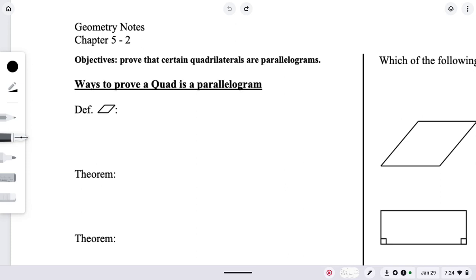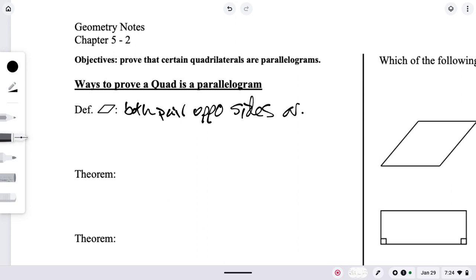First off, you've got the definition of a parallelogram, which means that both pairs of opposite sides are parallel if and only if it's a parallelogram, right? So that's the first thing we can use. If both pairs of opposite sides are parallel, it's a parallelogram.